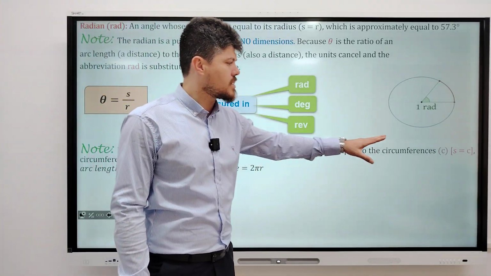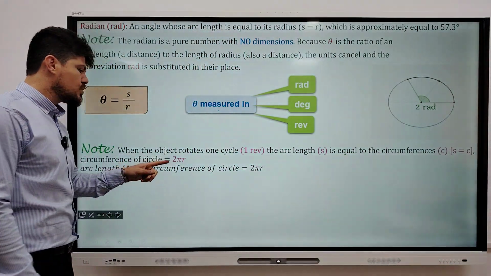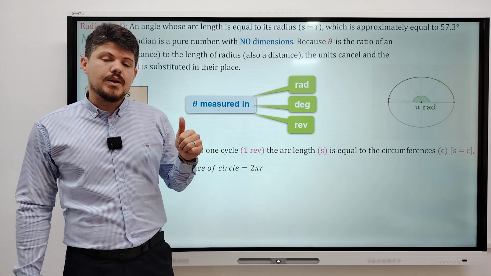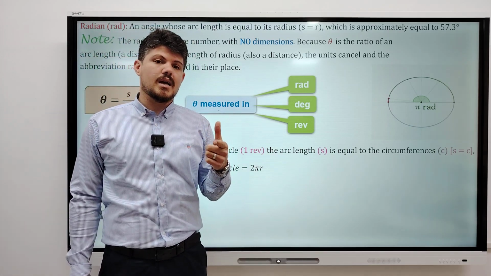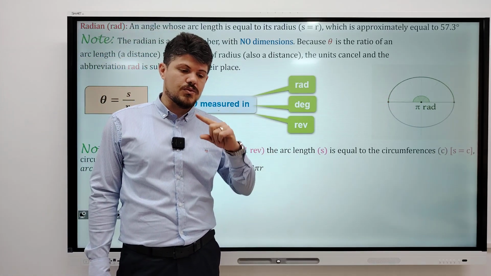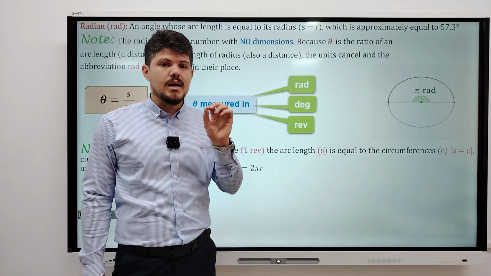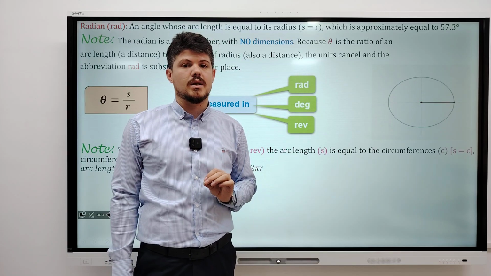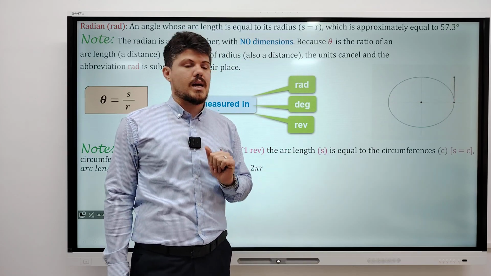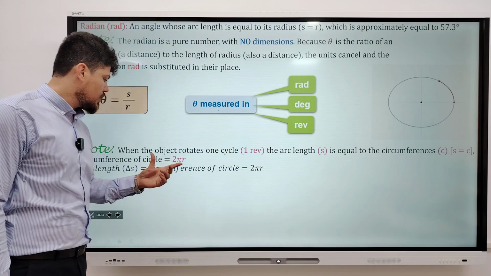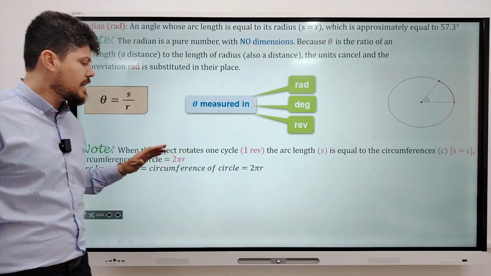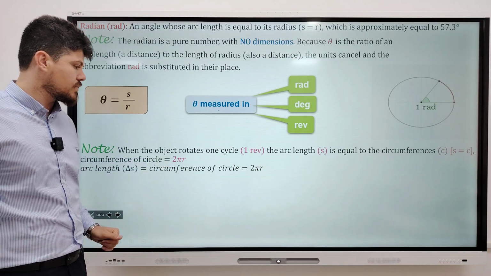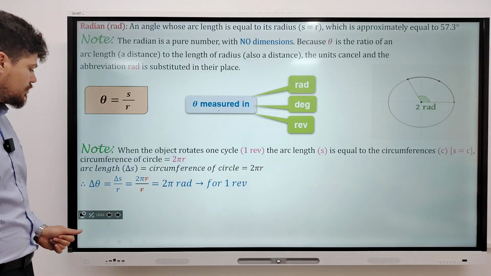So the circumference of the circle is equal to what? 2 pi r. For example, in the case when for one complete cycle the arc length is not given, you have to know that S is equal to C. C is the circumference of the circle for one complete cycle. Okay? So it is equal to what? 2 pi r. So in that case, S is equal to 2 pi r.